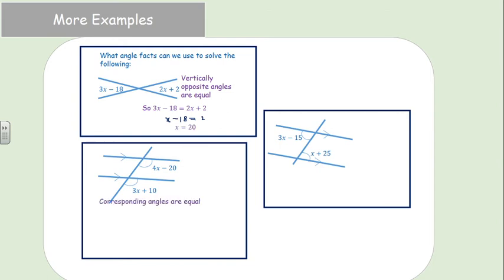Again, the bottom picture down here, corresponding angles are equal. So they're equal. The two numbers are equal. So let's take away the smallest x, which gives you 3x on the right-hand side minus 20 equals 10.